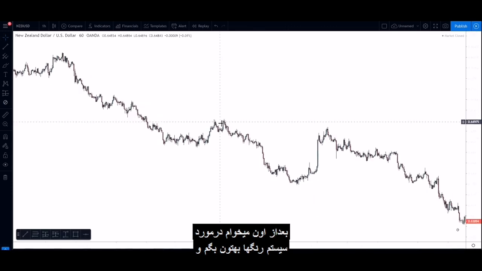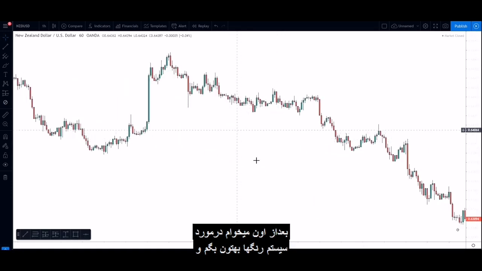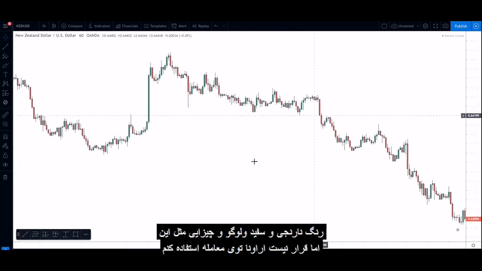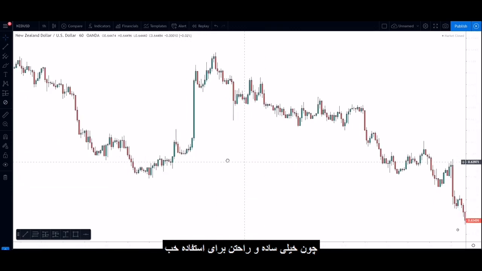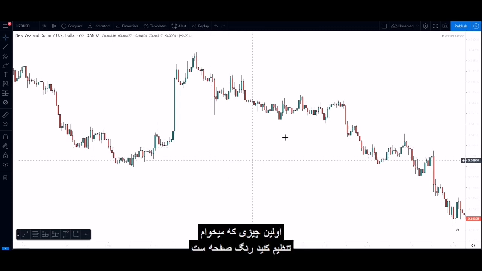Other than that, I'm going to show you guys the color system. I know that I have an orange and white logo, stuff like that, but I'm not going to be using that when we trade because this is much simpler to see. This is easier to use. It's very clear. So first thing I want you to set up is the color scheme.